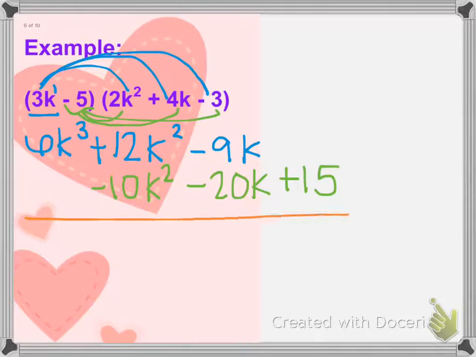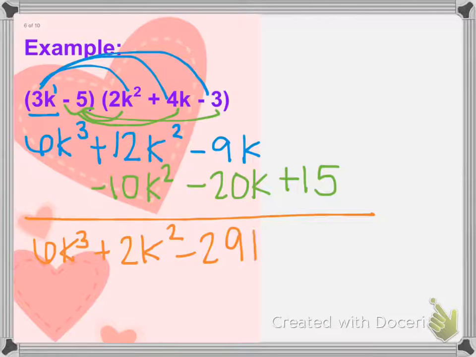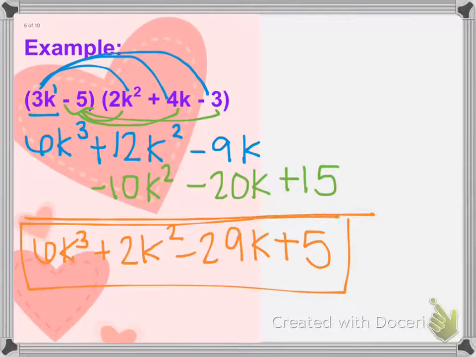Then they're all lined up, so you just have to add them together. 6k to the third is the only one to the third. A positive 12 plus a negative 10 is a positive 2k squared. Negative 9 and negative 20 is negative 29k. And the 15 was the only constant. That's it. Again, it's already in descending order.